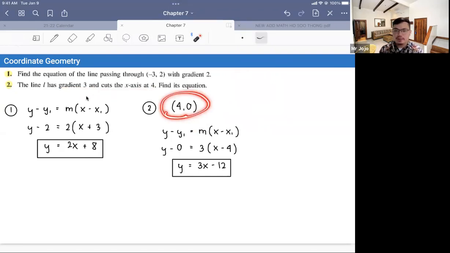All right, so we have everything that we need. We have the gradient, we have a point, so we can substitute everything in this formula. Doing so, our equation is y equals 3x minus 12. So simple as that. Okay, so those are the answers to your homework. Now, let me have some additional examples.